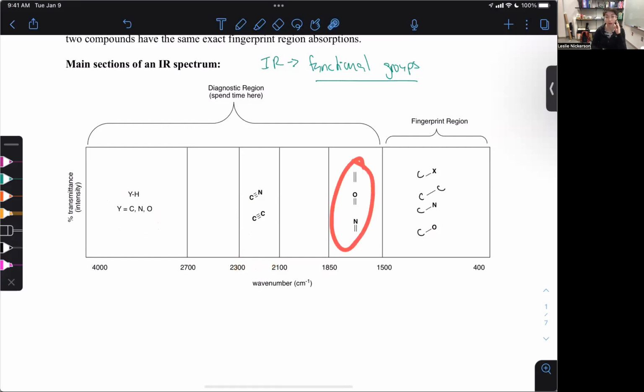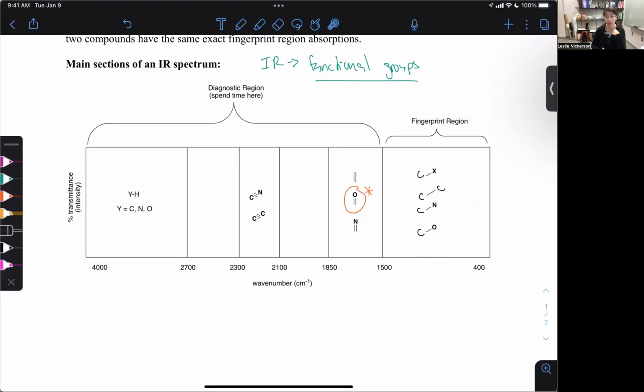And then finally, we've got our double bond section. That's where we're going to find things like carbonyls and alkenes. The one I spend most of my time looking for in that section is the carbonyls. That's generally what I look for. Alkenes can be a little bit hard to see, and imines, which is what this is, are just not as common as carbonyls.